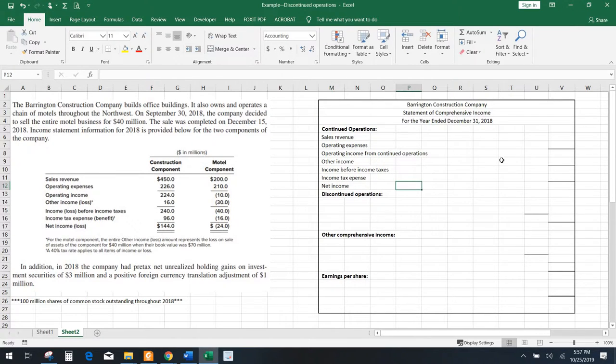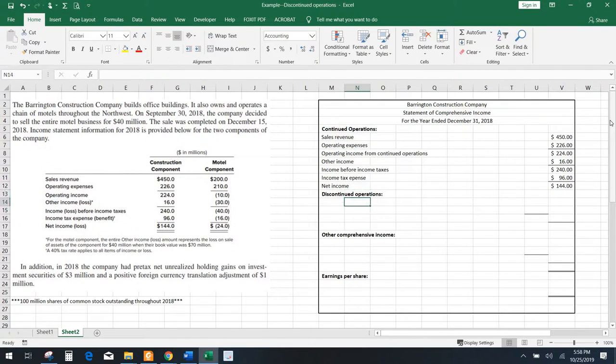Okay, and we can just fill in those values: 450 million, 226 million, 224, 16, 240, 96, and then 144.